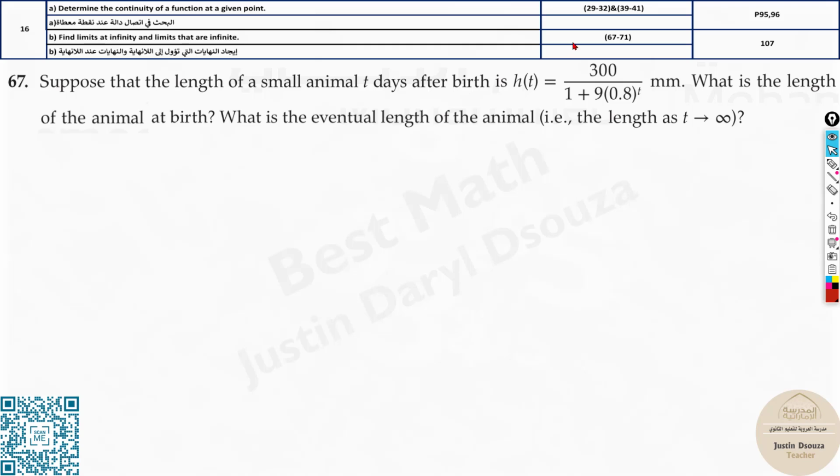Okay, we will go to the last type of problem here, 67th. These 67 to 71, there are, I think, two different types of problems. Let's look into them. Suppose that the length of a small animal t days after birth is given over here. Length as a function of time is 300 by 1 plus 9 times 0.8 to the power t mm. What is the length of the animal at birth? What is the eventual length of the animal? That is the length as the time goes to infinity. That's the maximum length of the animal. So now, many animals can be modeled by this equation.